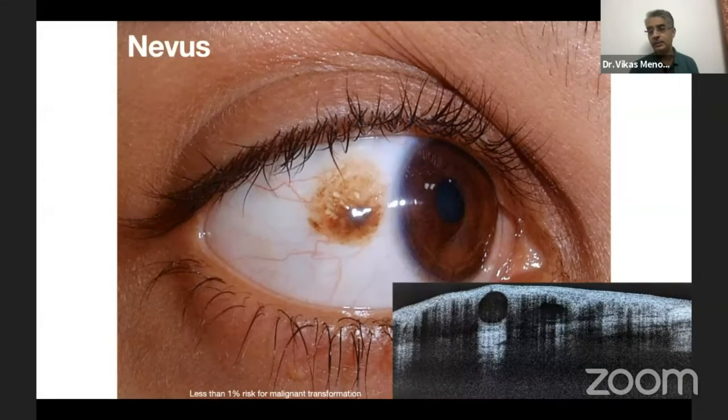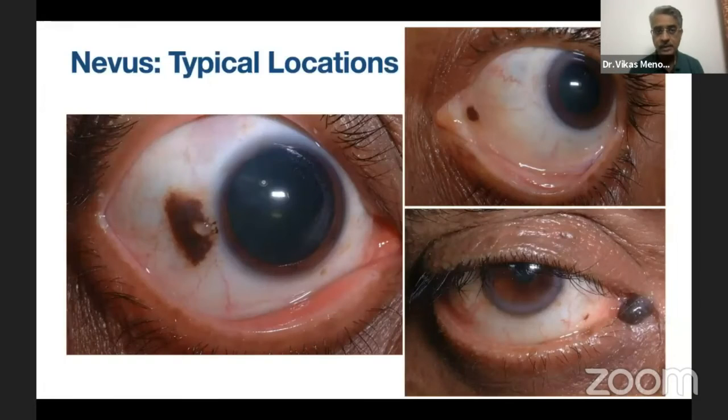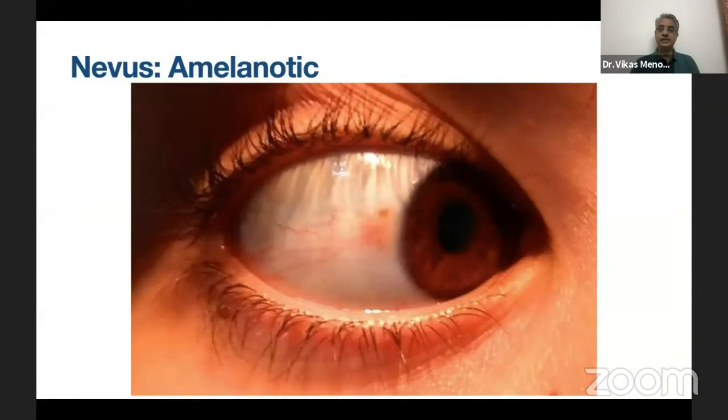And if you still have any doubts, you can do an OCT to identify these microcysts and you can get a clear idea. These are the typical locations where nevi can occur: in the interpalpebral fissure near the limbus. It may occur on the plica or on the caruncle as well. These nevi carry less than 1% risk of malignant transformation, and mostly it is when they become very dark in color, or are present in adulthood, or there are multiple recurrences.